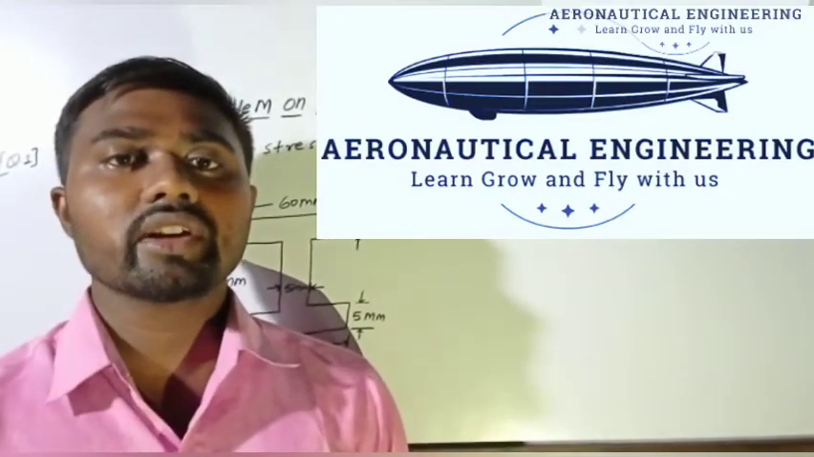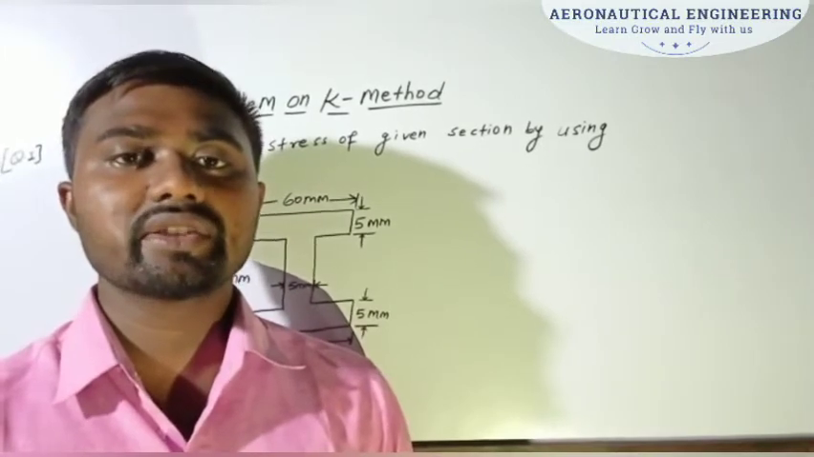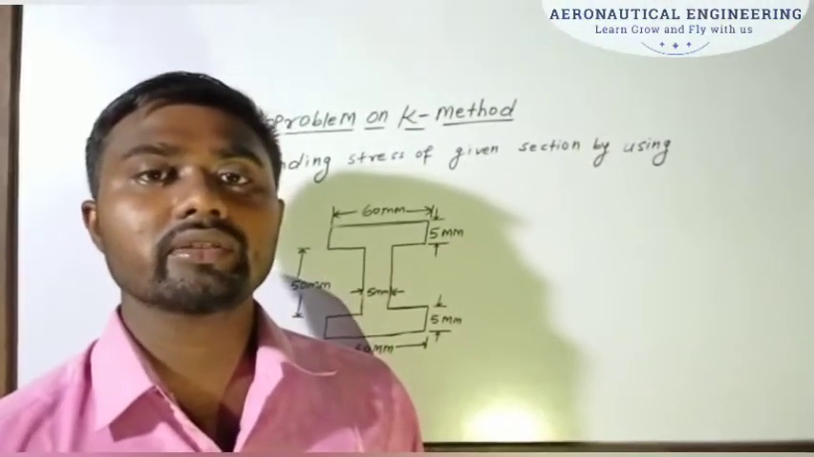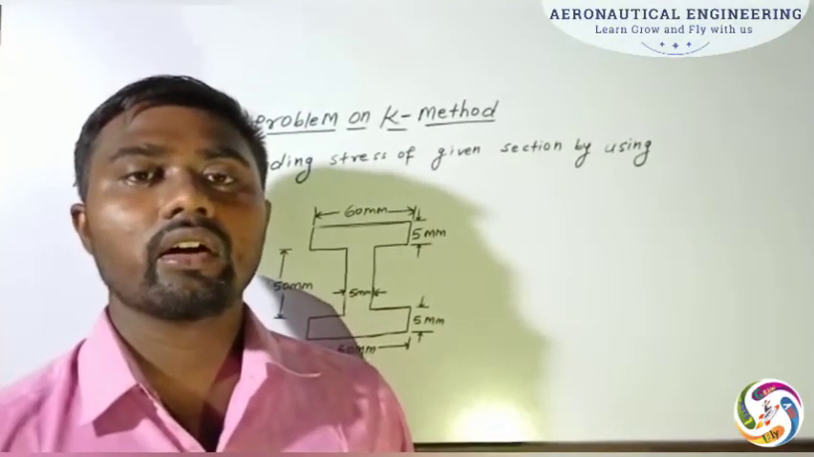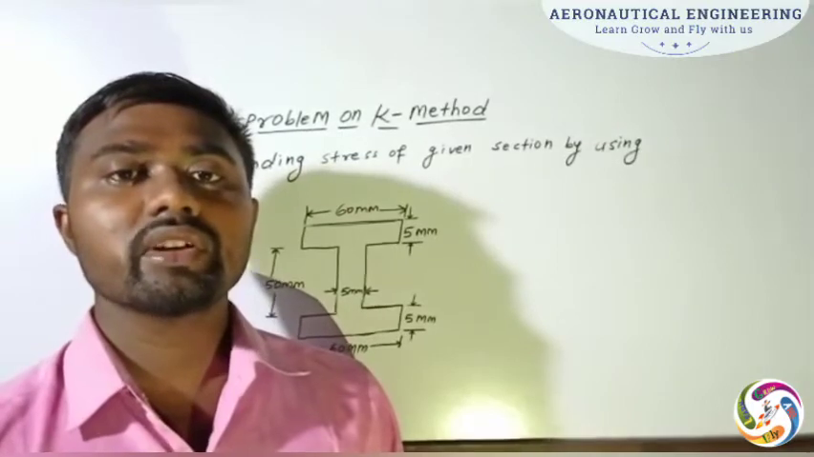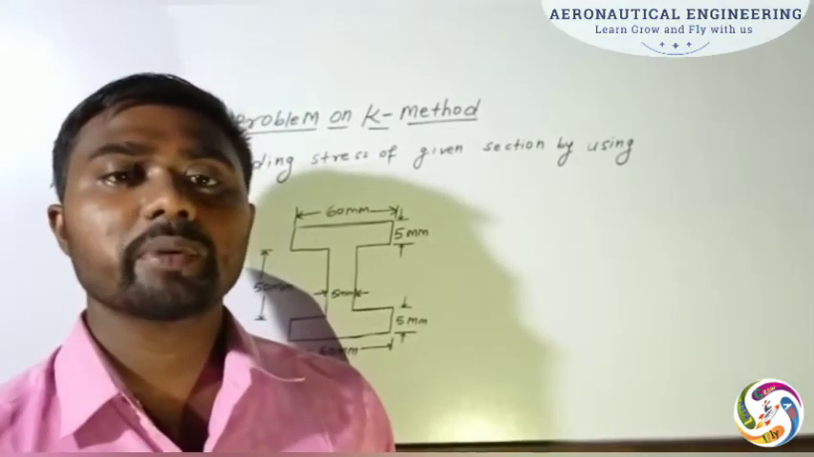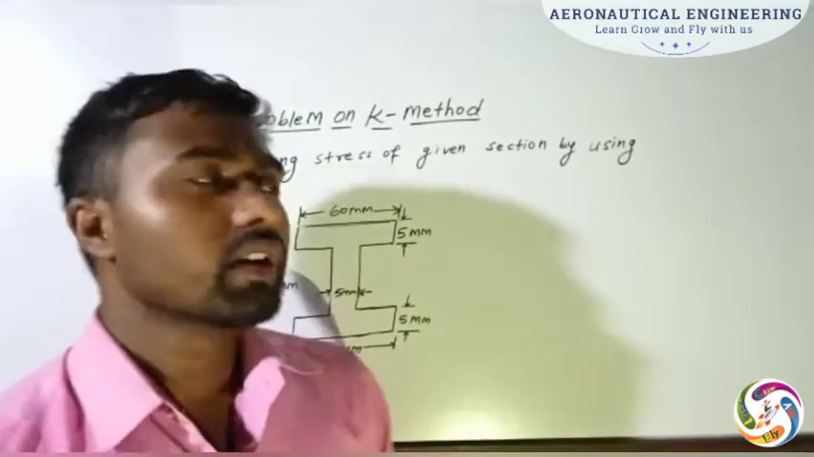Today we will discuss the various methods used for finding the bending stress of different symmetrical and unsymmetrical sections. There are three different methods used to find the bending stress of a symmetrical or unsymmetrical section. The first one is the K method, the second is the neutral axis method, and the third is the principal axis method. Today we will see a problem based on the K method.